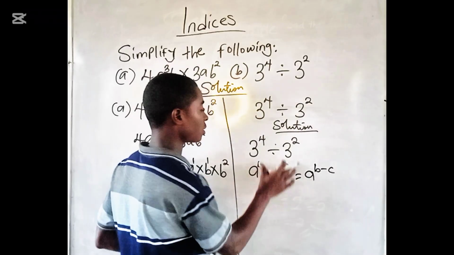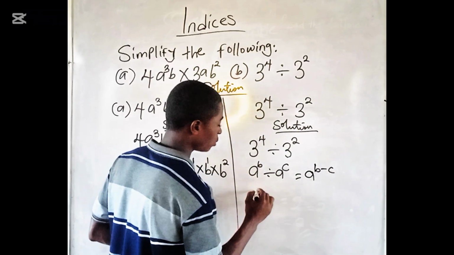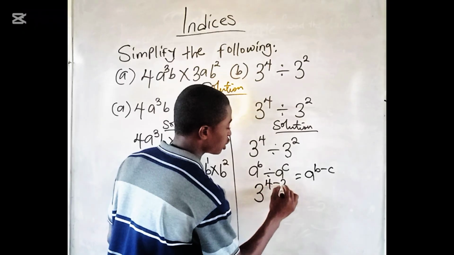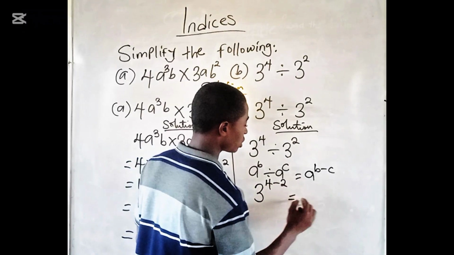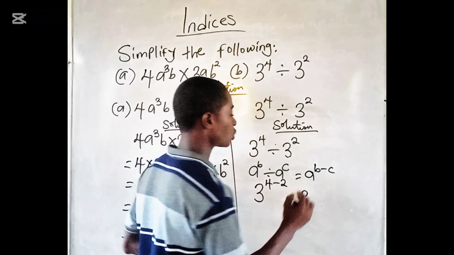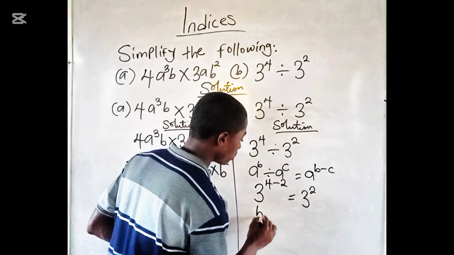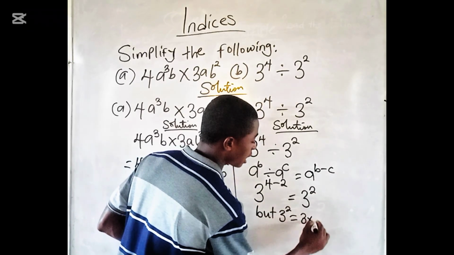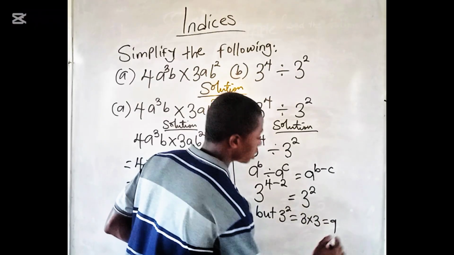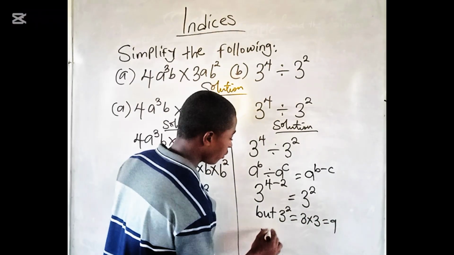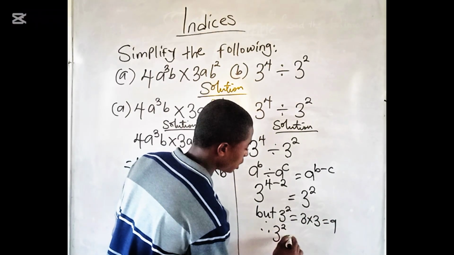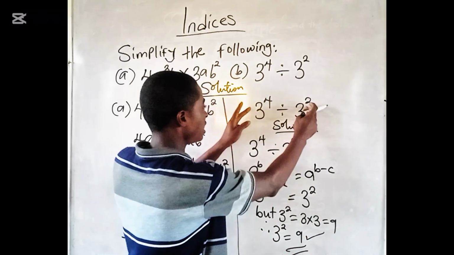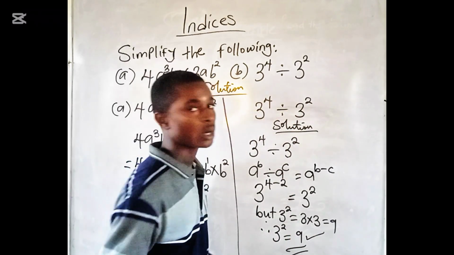We are going to use this now to evaluate this. What we do here is we pick one of the base and subtract the exponent. So this will give us 3 raised to the power 4 minus 2, which is 2. So we know that 3 raised to the power of 2 is equal to 3 times 3, which is equal to what? 9. So therefore, 3 raised to the power of 2 here is equal to 9. So the actual solution to this is equal to 9.